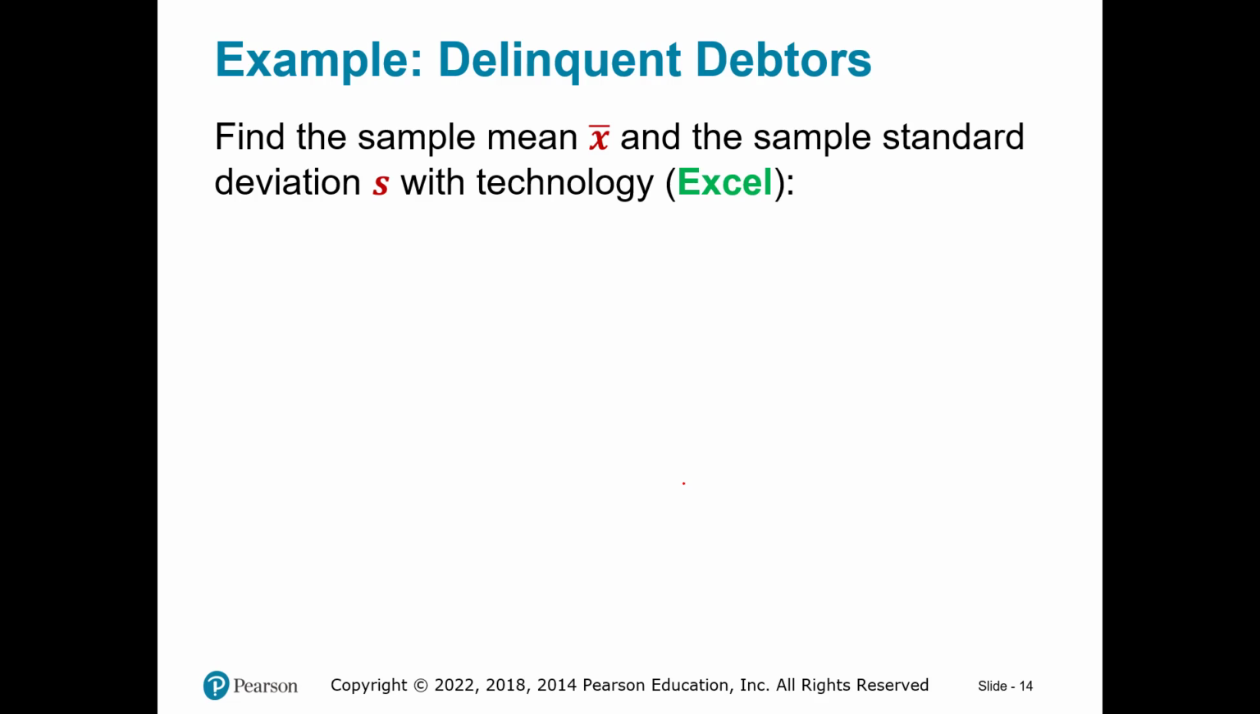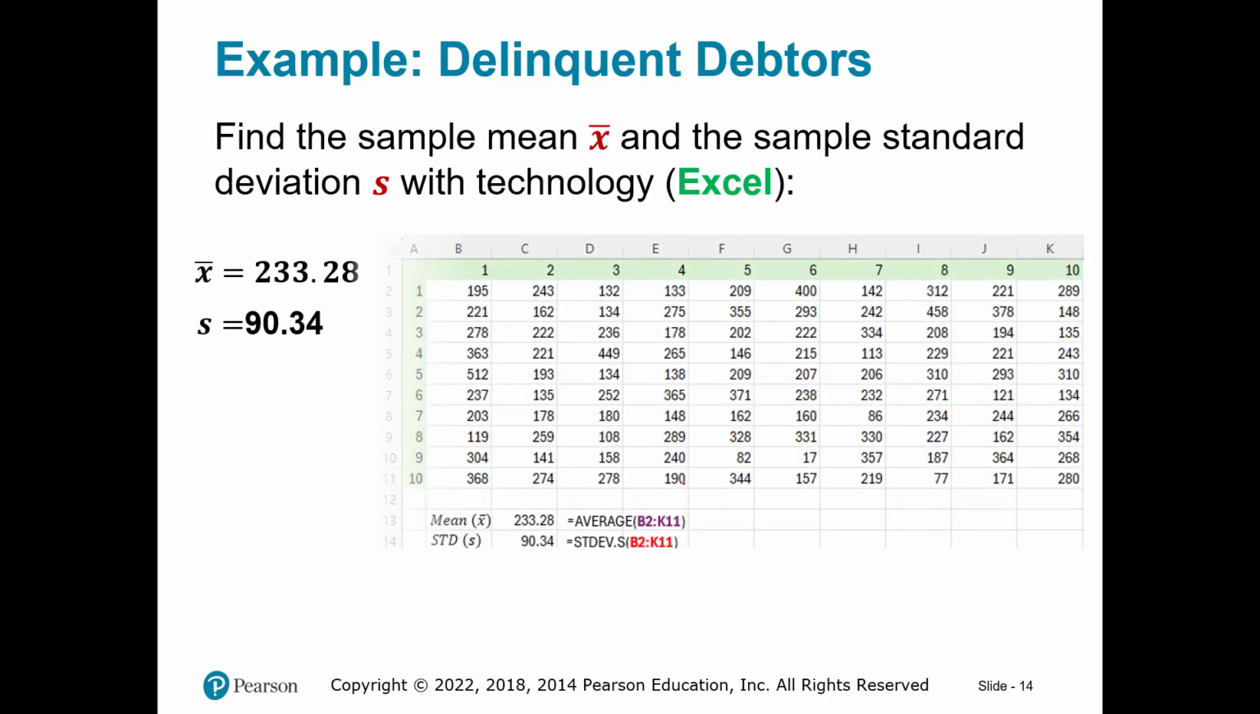So find the sample mean x bar and the sample standard deviation s with technology, meaning with Excel. Here is my Excel sheet, as you can see. For the mean, I have used the average formula over the range B2 to K11. So the average is 233.28, and the standard deviation is 90.34. So here are the numbers.